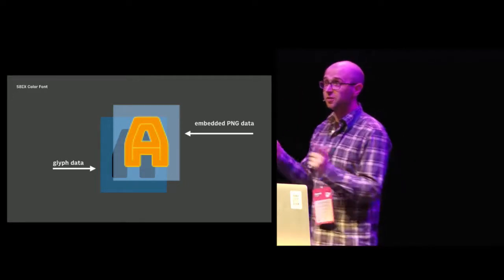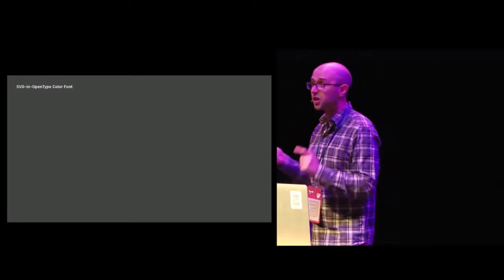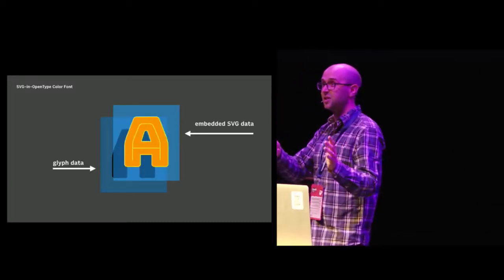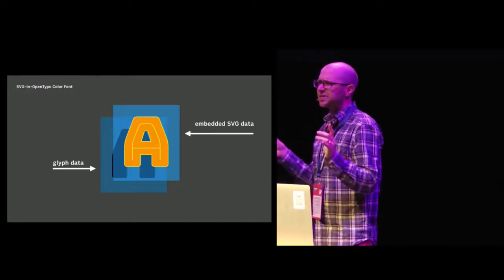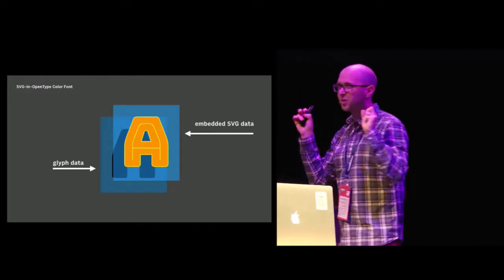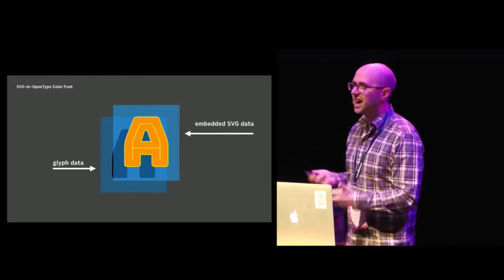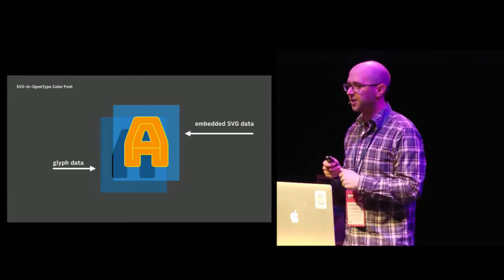There are actually a few different flavors of color fonts though. You can also have an SVG and OpenType color font, where you have a glyph and then an SVG overlaid over that glyph. This SVG is actually embedded into the font. This is slightly different from the SVG font format, if you've heard of that, which is why we call it SVG and OpenType. But it's a very simple way of putting color information into a font file.